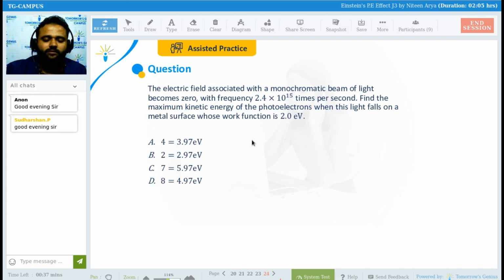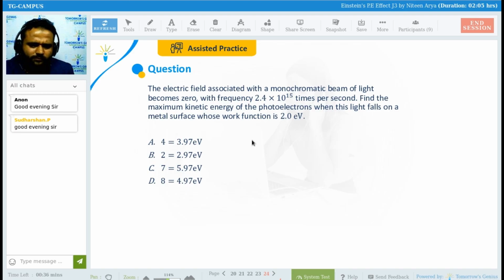Now there is a question. Do this and tell me the answer. The electric field associated with a monochromatic beam of light becomes zero with a frequency of this many times per second. Obviously, times per second means 1 by second, or hertz. Find the maximum kinetic energy of photoelectrons when this light falls on a metal surface whose work function is given. So you have a work function and the electric field, and you have a frequency also.